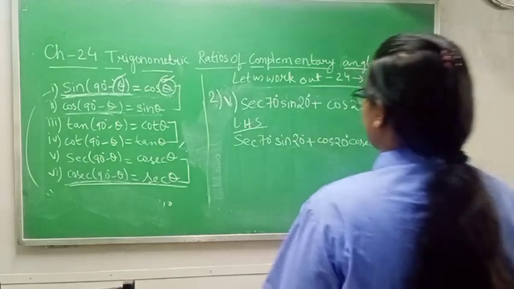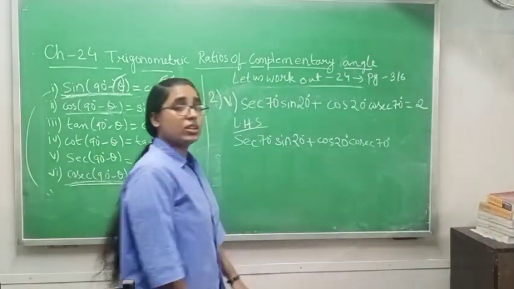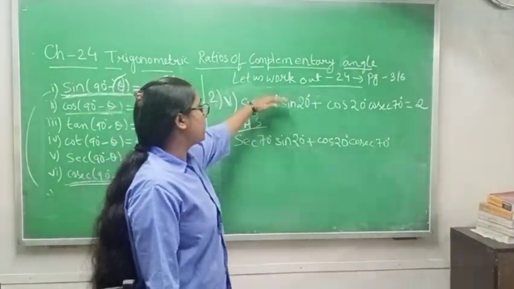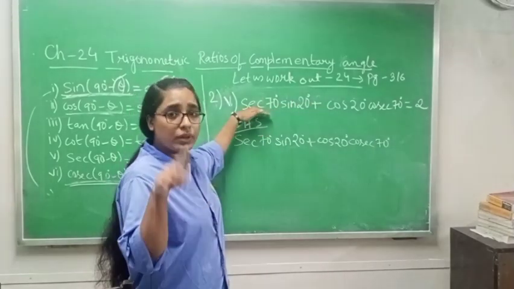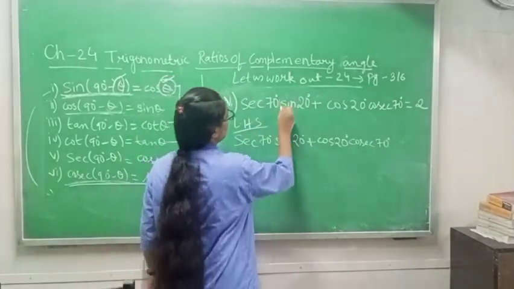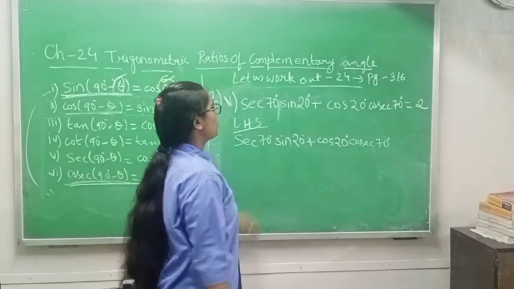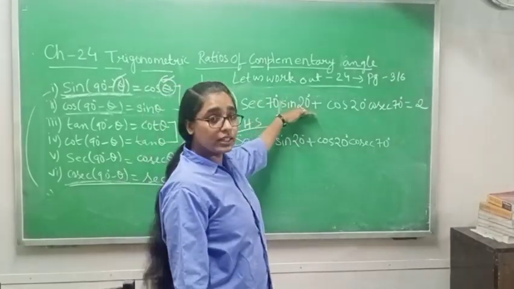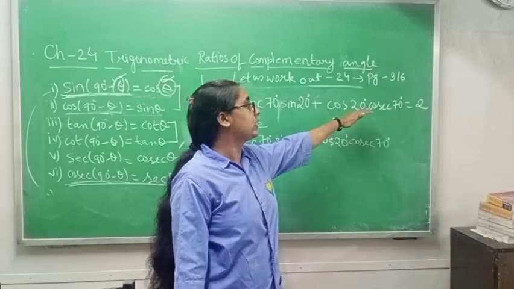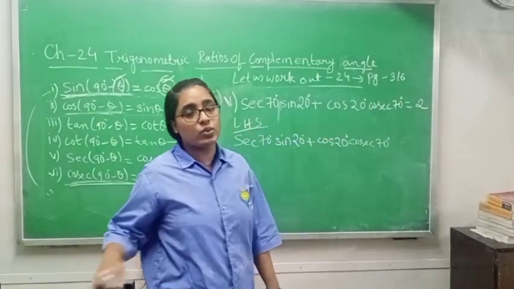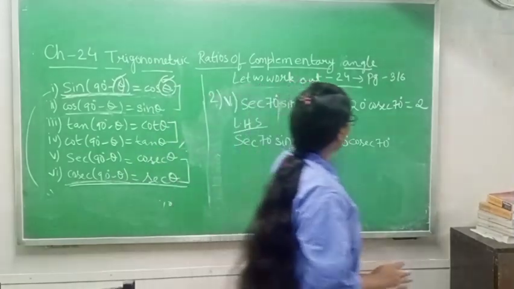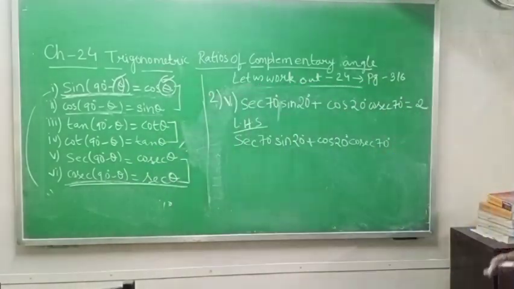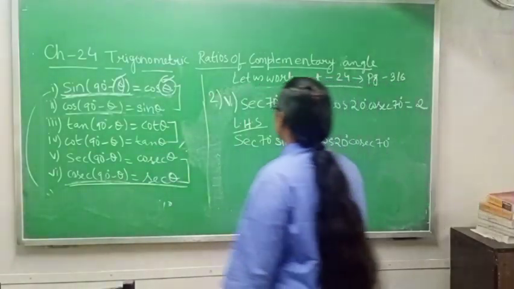Class 10 C, question number 25. In this question it is given sec 70 degree, sin 20 degree. In between these two there is multiplication. So sec 70 degree sin 20 degree plus cos 20 degree cosec 70 degree is equal to 2. You have to prove that after solving LHS you must get RHS as 2. Means in LHS you will get 2.